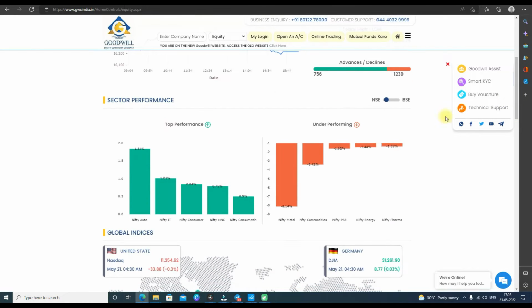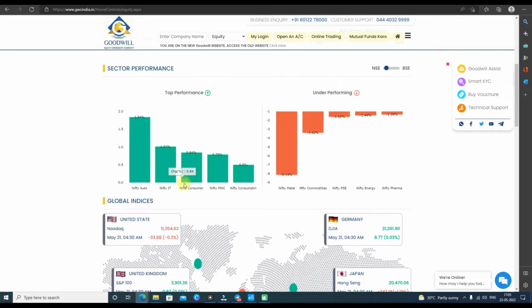After that we can see the sectoral performance. For the top performance we have the following indices: at first Nifty Auto, then IT, then consumer, then MNC, and at the last Nifty Consumption. While the underperforming indices were Nifty Metal, Nifty Commodities, Nifty PSE, Nifty Energy, and finally Nifty Pharma.